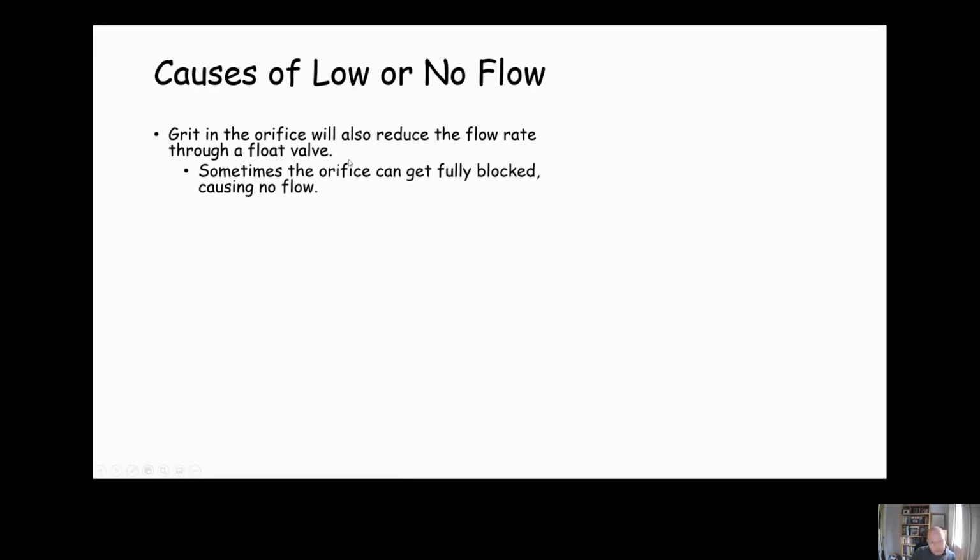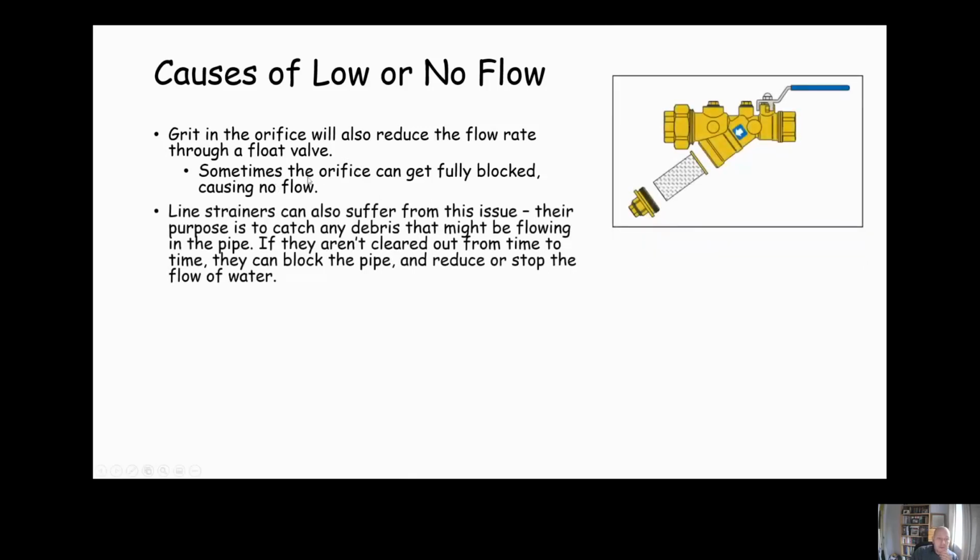So grit in the orifice will also reduce the flow rates, and sometimes the orifice can get fully blocked, which would mean that we get no water flowing through the float valve. And the same thing can happen with line strainers. Line strainers are there to protect components. They're there to catch any grit or debris that might be in the pipework and stop it going through certain equipment, say check valves, reduced pressure zone valves, pressure reducing valves. All of these things have moving parts in them, which if grit gets into them will cause them to fail, cause them not to work. So quite often we might look to fit line strainers before some of these components to catch this debris and to keep the mechanical working parts of these things safe.